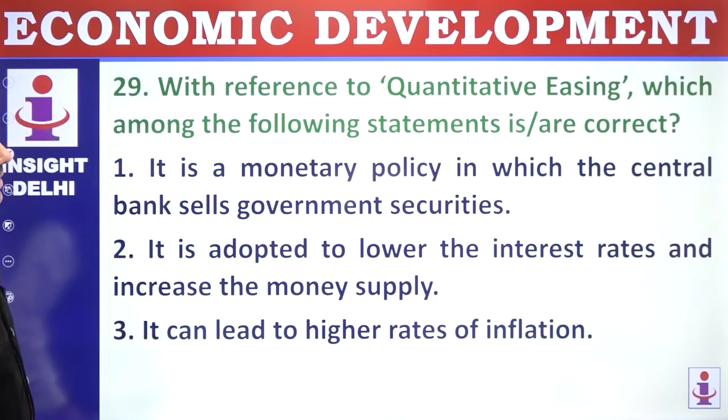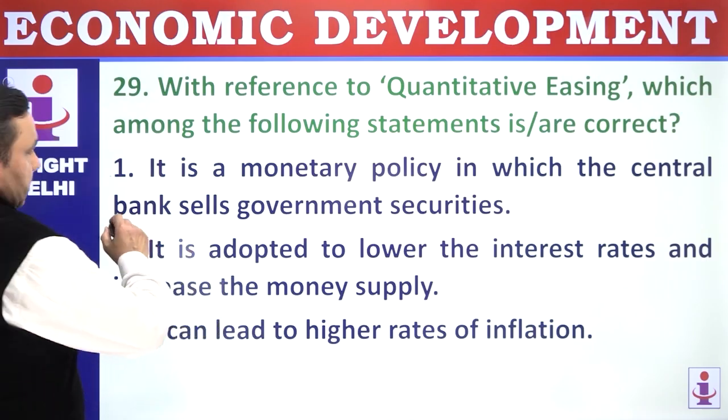29. With reference to quantitative easing, which among the following statements is correct? It is a monetary policy in which the central bank sells government securities.